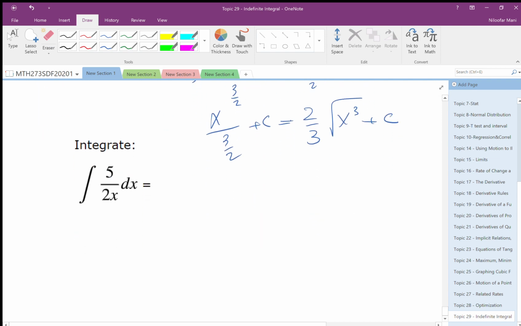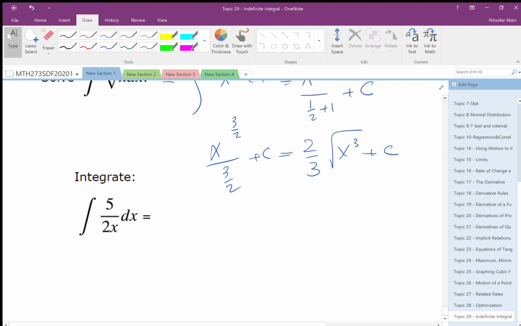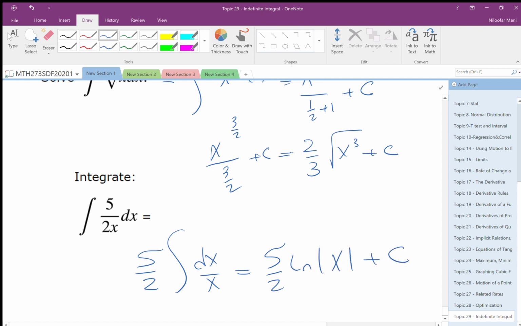Okay? How about here? What happened to 5 over 2? I can bring 5 over 2 out. Remember, I can bring the number out. Okay, so it's 5 over 2 integral dx over x. What's that? It's ln. But I told you, do it ln absolute value of x plus c. Because this is the correct formula. And Wiley Plus does the correct formula. So if I have ln, because ln is just defined for positive, I have to use absolute value.